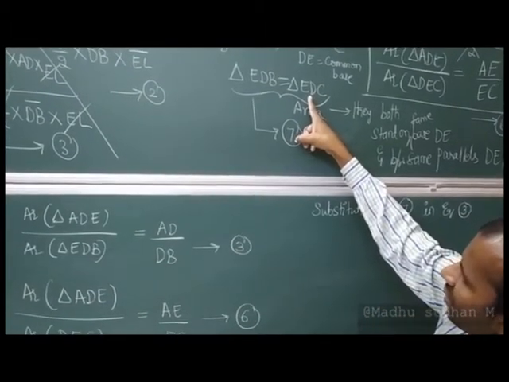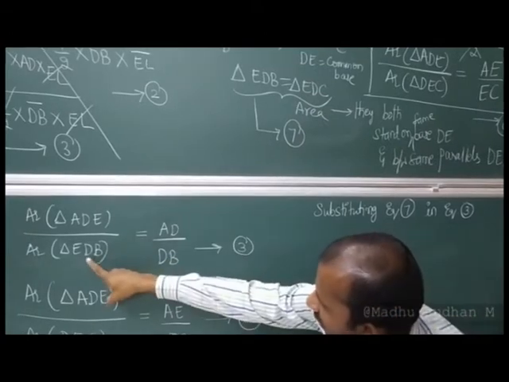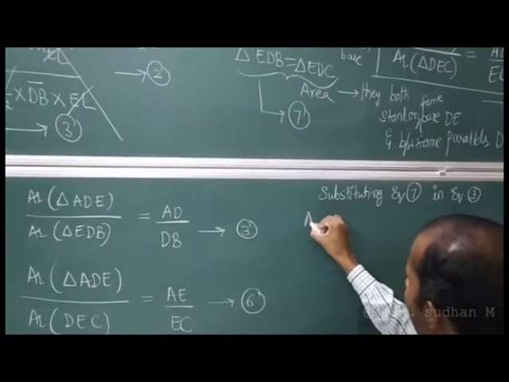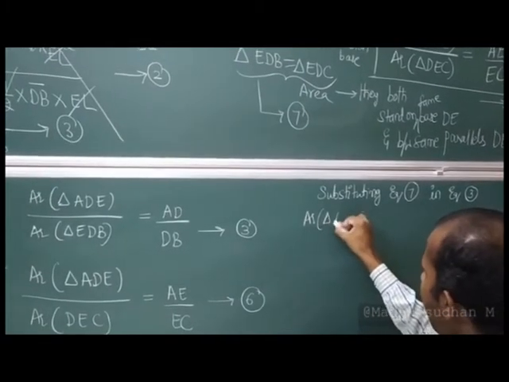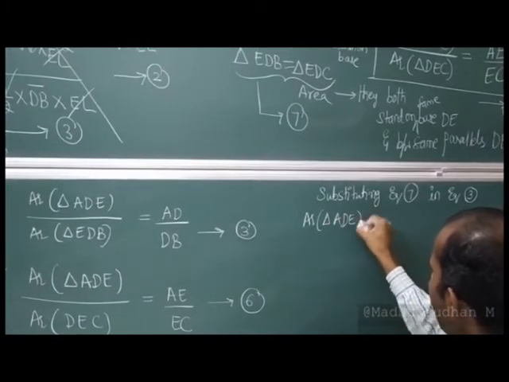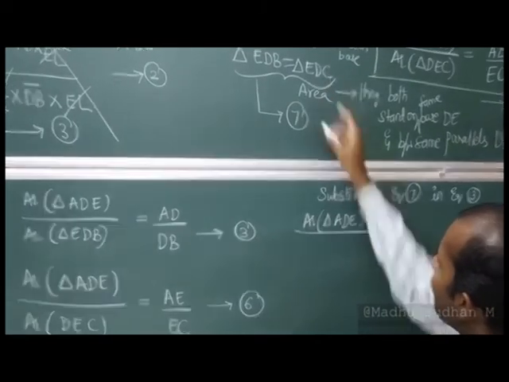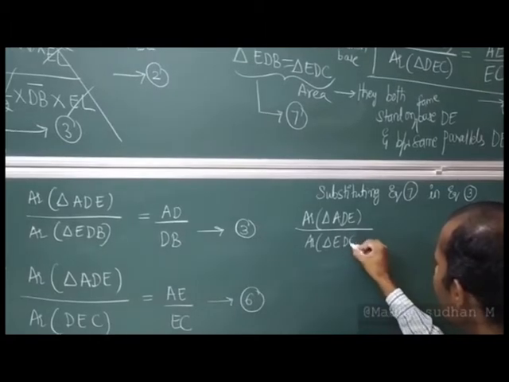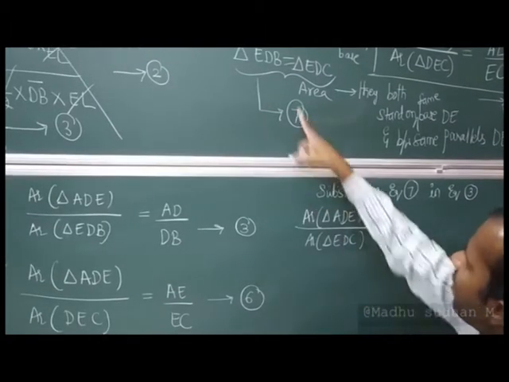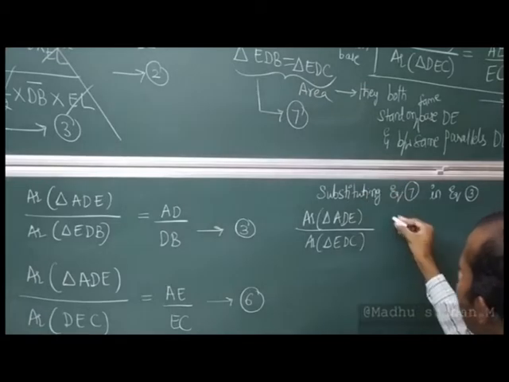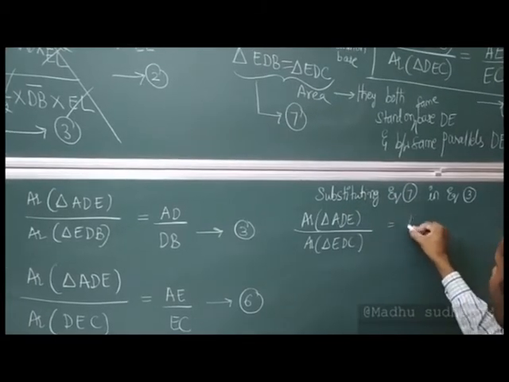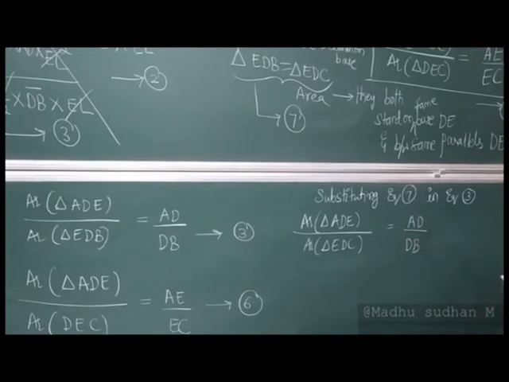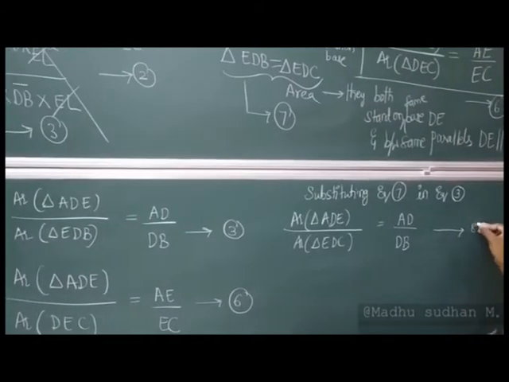Follow it, children. If this triangle is replaced by EDC, can I write area of triangle ADE by area of triangle EDC, right? So this is the area of triangle EDC. Why am I replacing? Because these both are equal in area now. This is equal to AD by DB, right? So now I call this equation number 8.